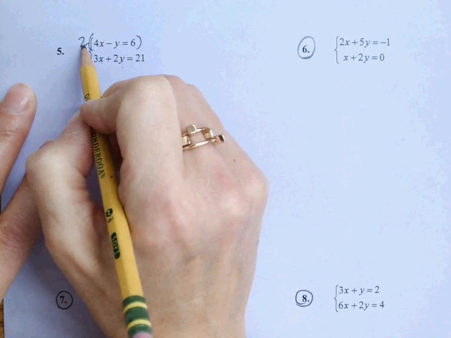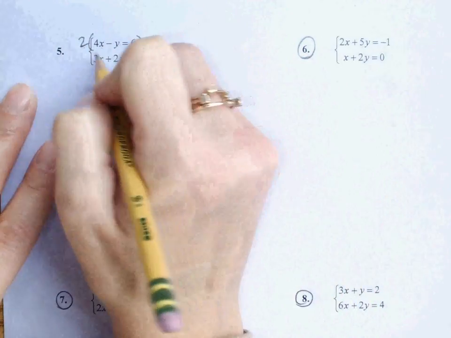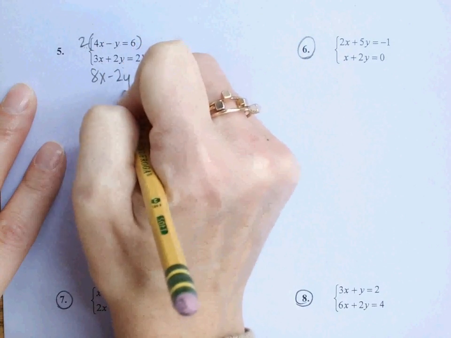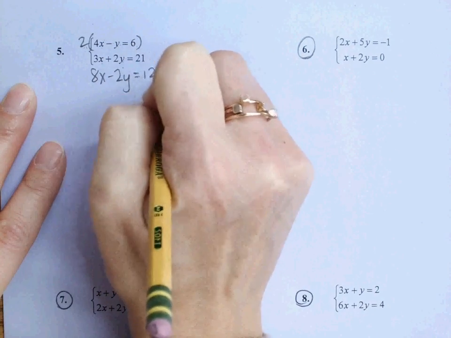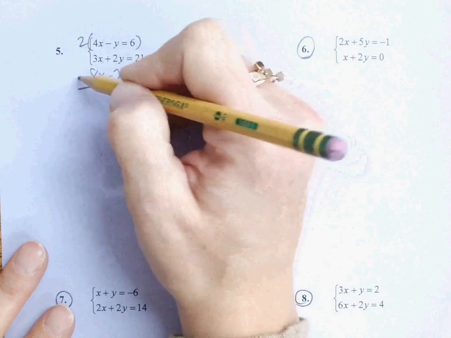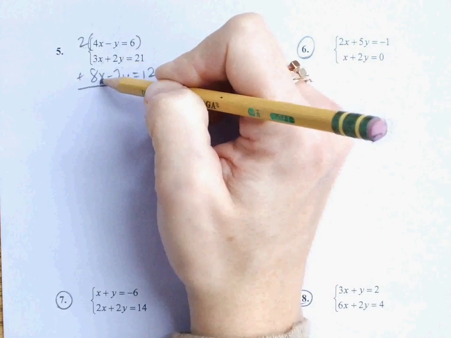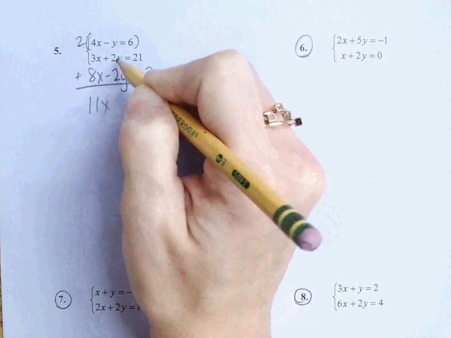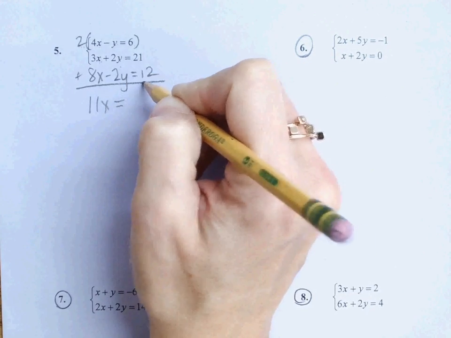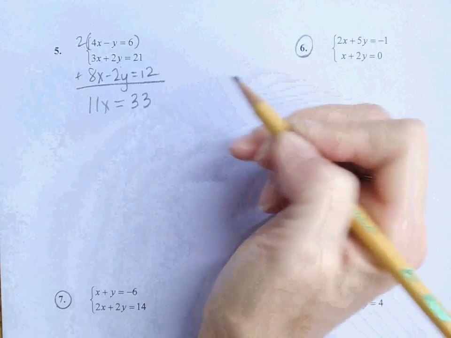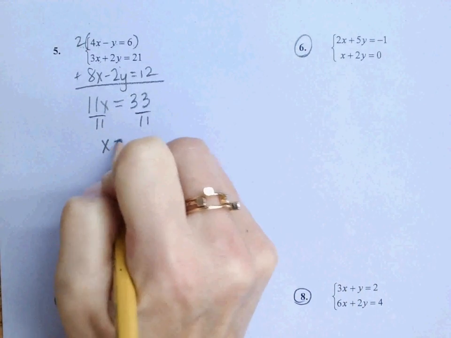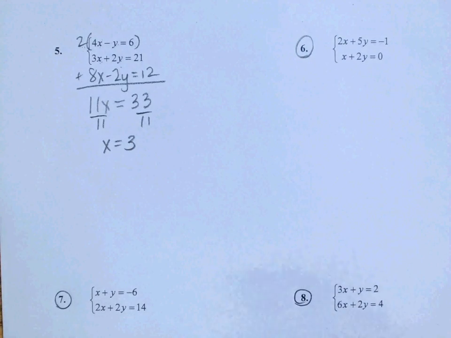Now remember, you take 2, multiply every single term by 2. So 2 times 4x is 8x. 2 times -2 is -2y. 2 times 6 is 12. Then we go ahead and combine by adding. 3x plus 8x is 11x. 2y minus 2y is 0. Drop down equals 21 plus 12, we get 33. Okay. Go ahead and divide each side by 11. I have x equals 3.